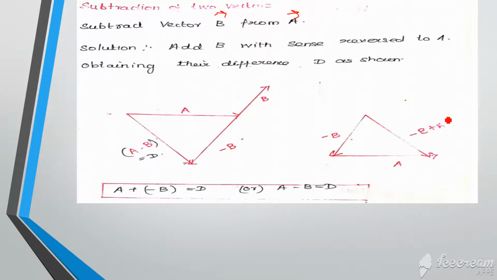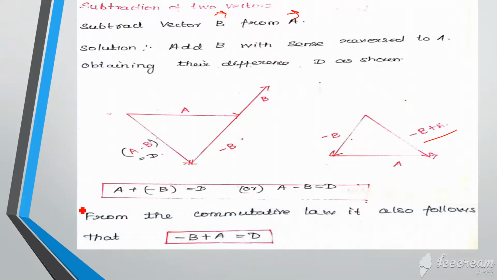Similarly, here also in this figure we have A vector along this direction, minus B along this direction. While adding these two, we get minus B plus A. So here both A plus minus B and A minus B are equal. From the above relation, vector subtraction allows the commutative law.